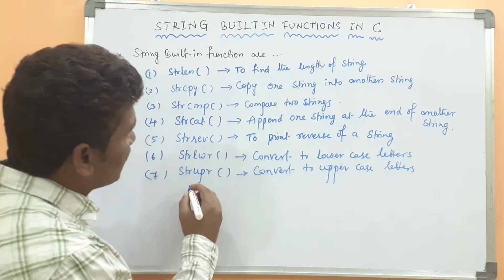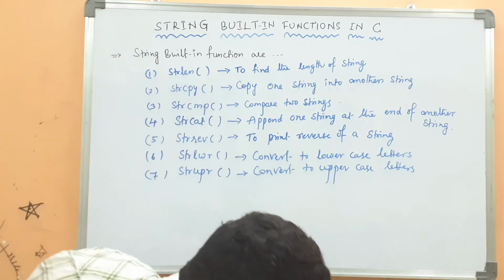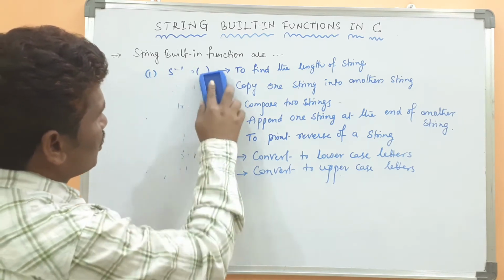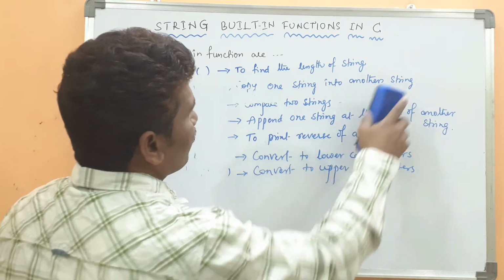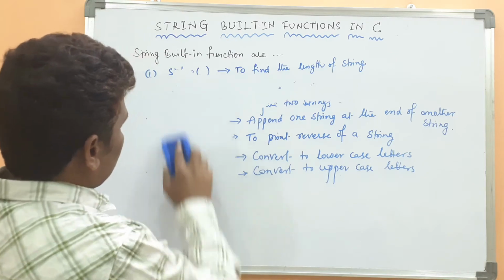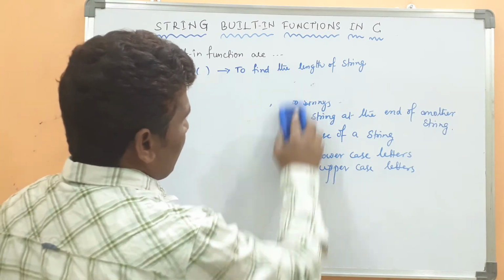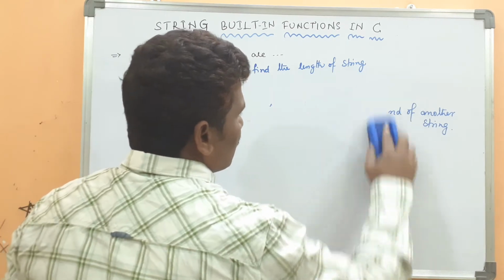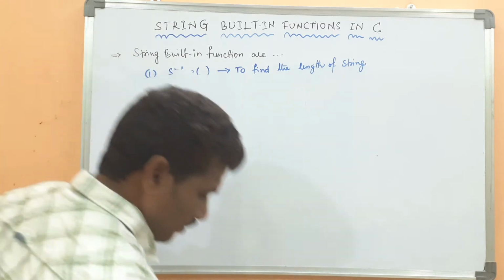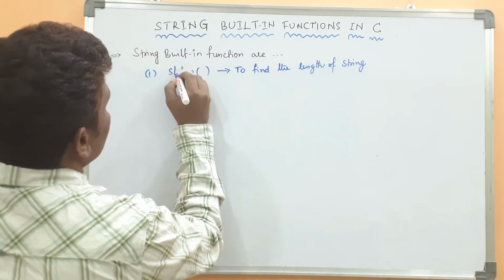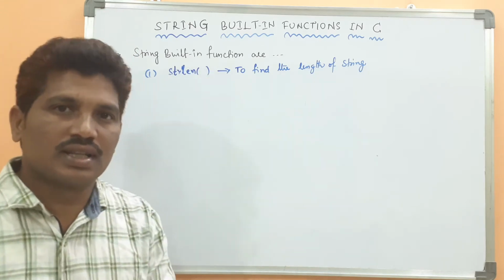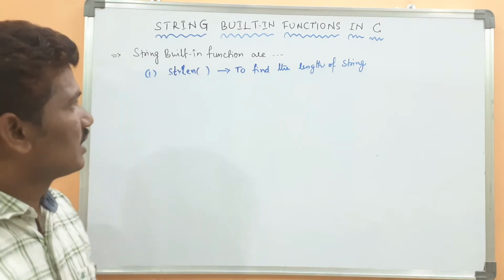What is the syntax for the string length? Shall I remove it? After that I will write one by one, because there is no space on the board. strlen is called string length. How do you find the string length?